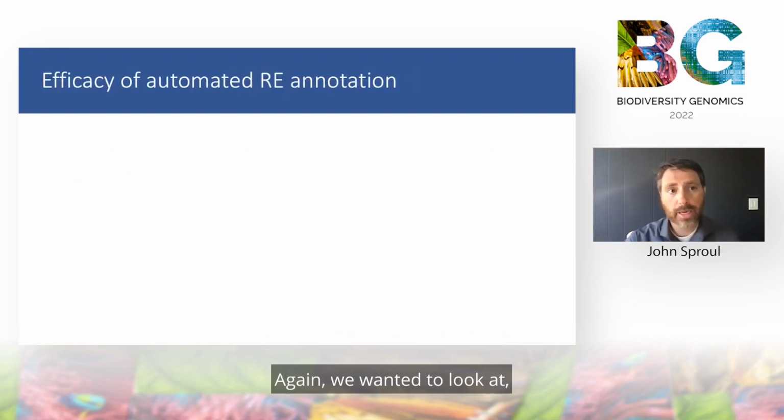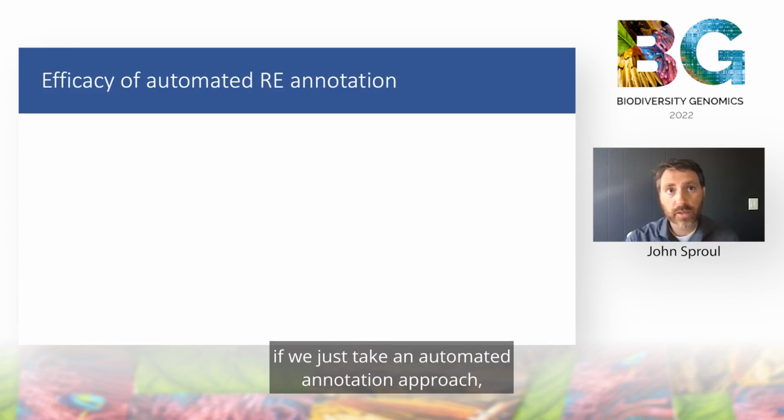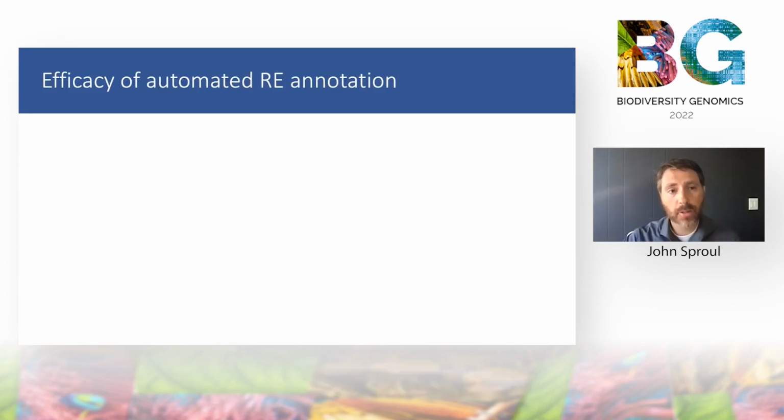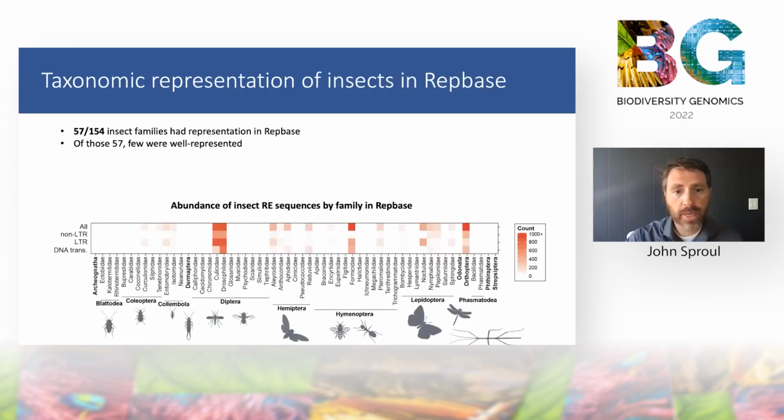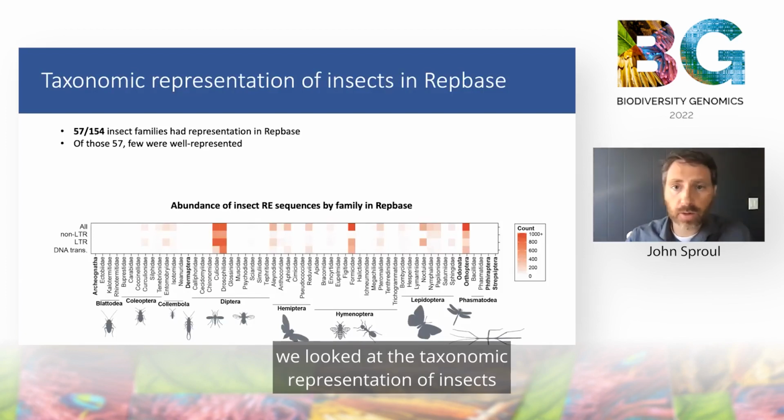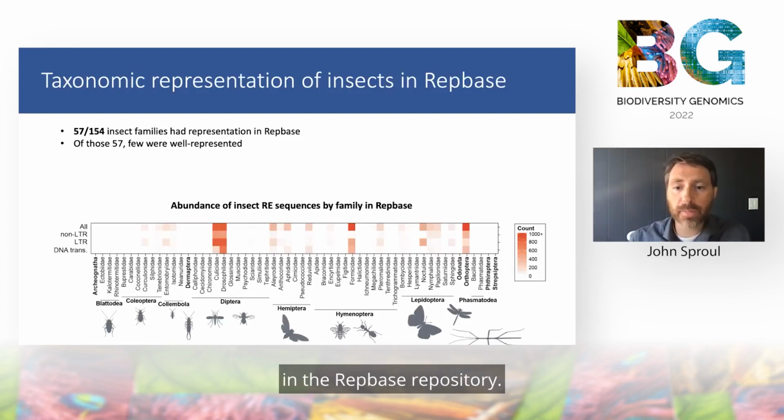Again, we wanted to look at, if we just take an automated annotation approach, how good of a job is that doing in a large data set like this? And to get at that, we looked at the taxonomic representation of insects in the RepBase repository.